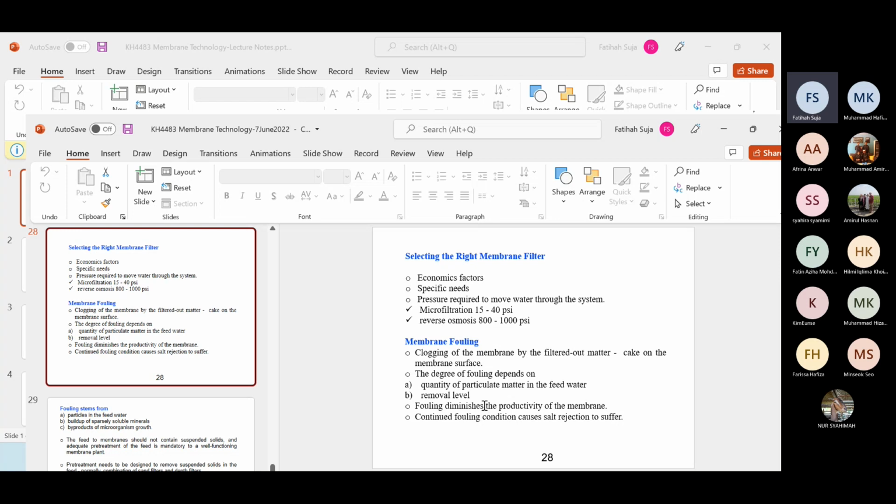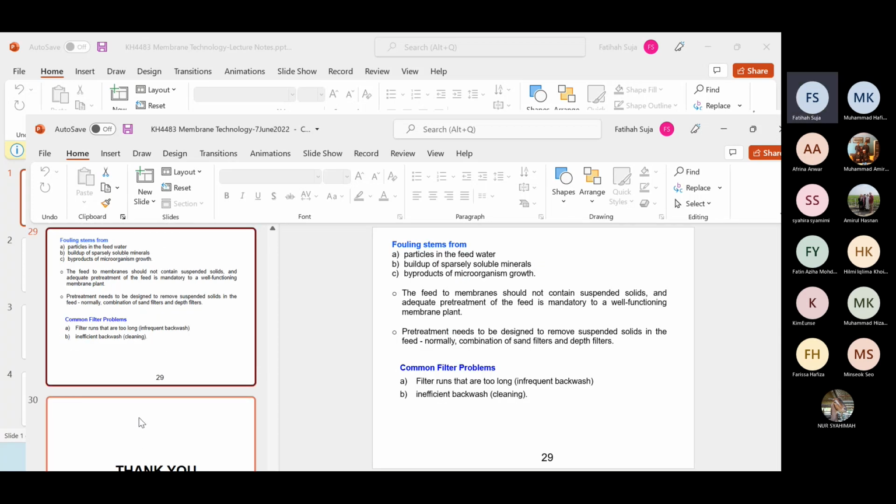Okay, so fouling of the membrane surface during operation will diminish the productivity of the membrane, and in the case of a continued fouling condition, you will experience salt rejection. Meaning that if you don't clean the contaminants, the fouling, then they will reject whatever source water you want to go through this filtration system. Okay.